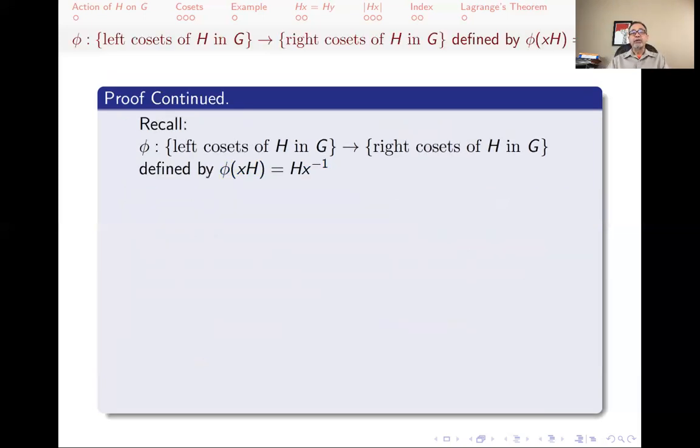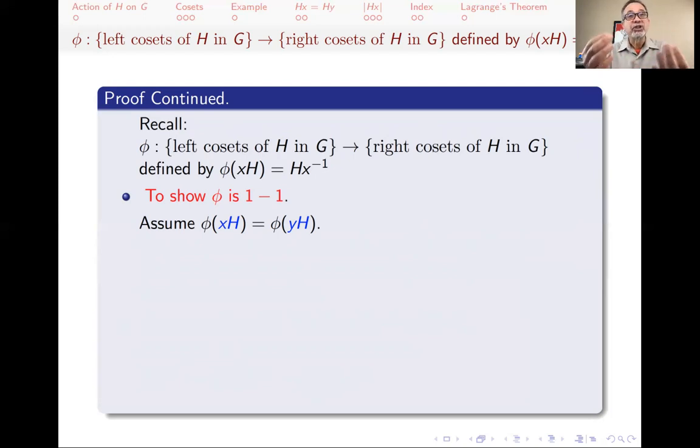So I have now a function, a well-defined function, from left cosets to right cosets, and it's defined by sending xh to Hx inverse. And I want to show that it's one-to-one. I assume that phi of xh is equal to phi of yh and show that xh equals yh. If you go back, proof of map is well-defined versus one-to-one are sort of the opposite of each other, and that's sometimes confusing to students. Before, we assumed that xh and yh are the same and showed that their image is the same. Here we are assuming that their images are the same, and we want to show that they really weren't different to begin with.